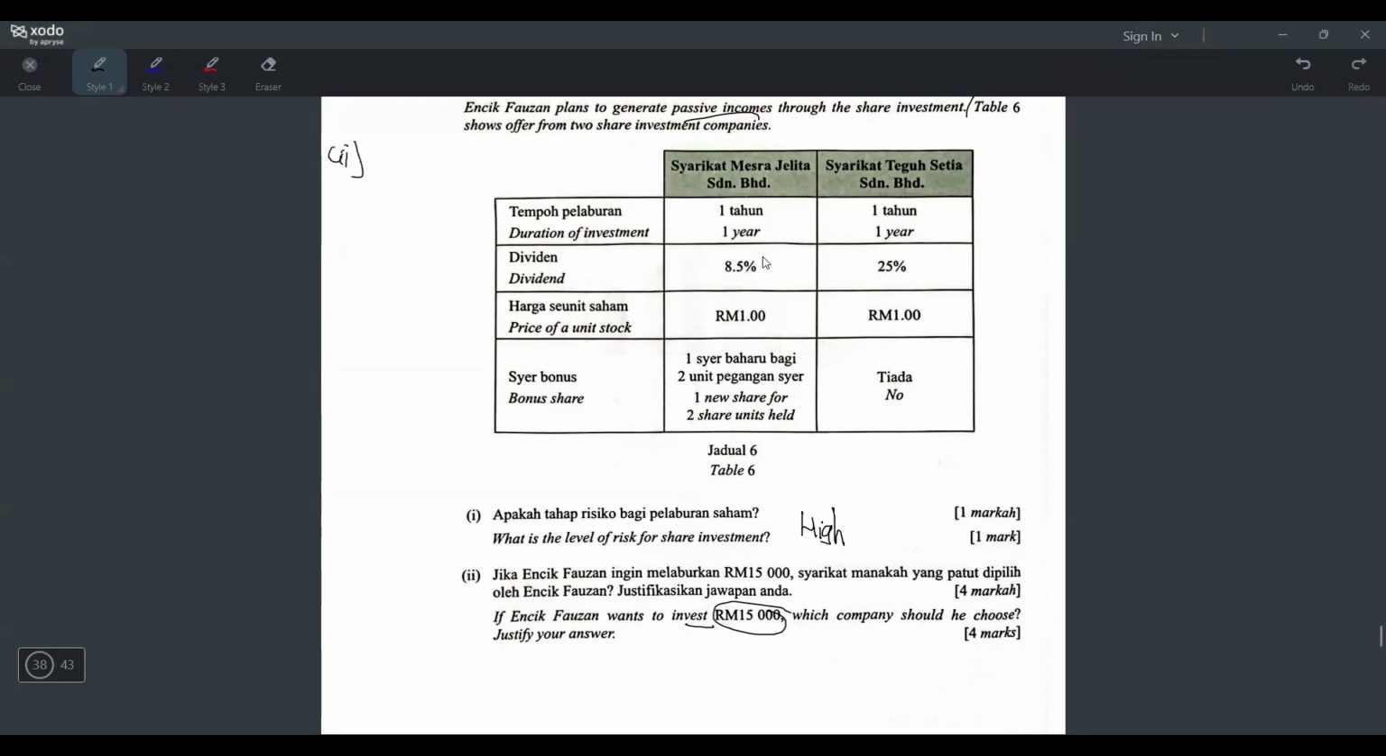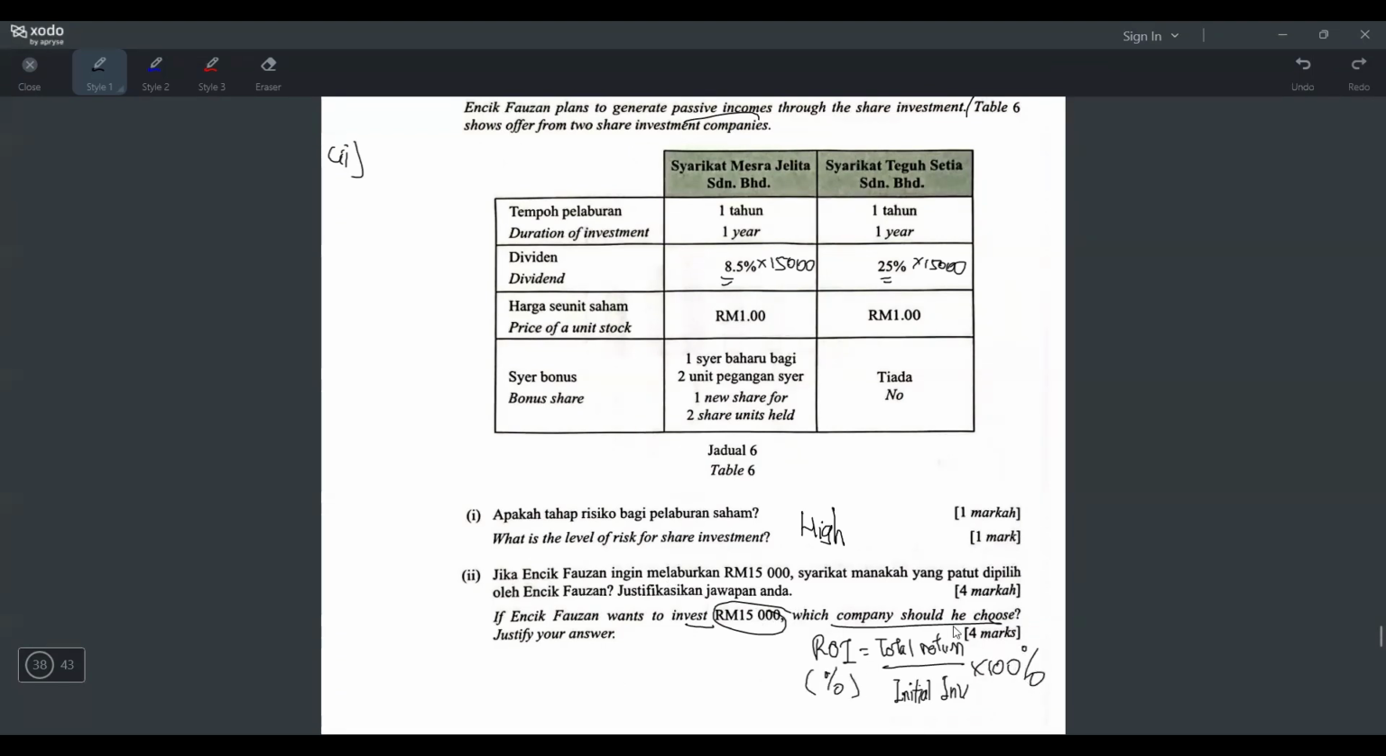And they give dividend here, so I will straight away calculate the dividend. Just multiply by 15,000, and then equal. By the way, how to know which company should he choose? You find the ROI. ROI means return on investment, and the formula is you take the total return divide by the initial investment, which is 15,000 in this case, and then times 100. Your ROI will come out in percentage.